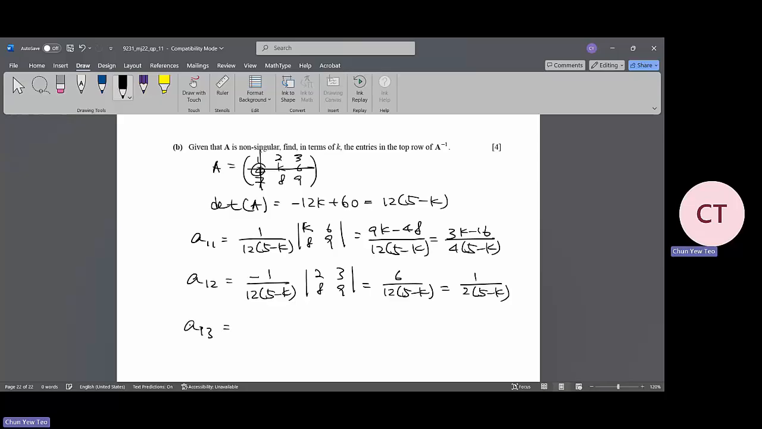And the third element is 1 over 12 of 5 minus K. This time you cover this up. So the rest of the 4 that remain not yet covered by the line will be this. So this one will be 12 minus 3K over this. Simplify it, you get 4 minus K divided by 4 or 5 minus K. Done. This will be the answer for the part B.